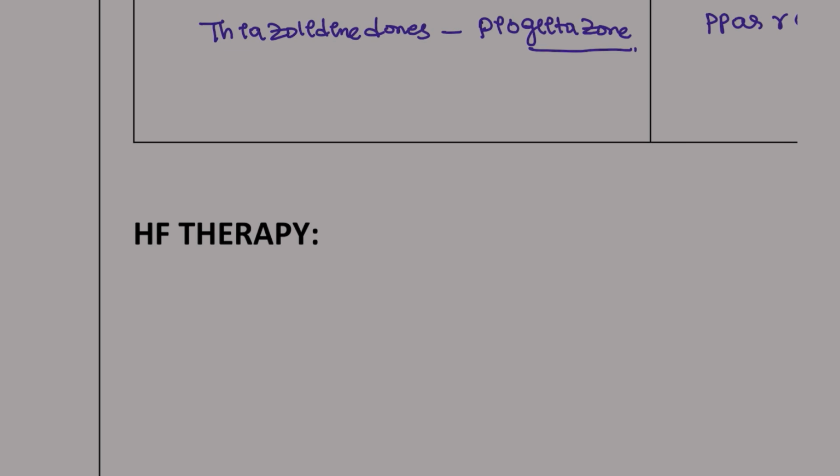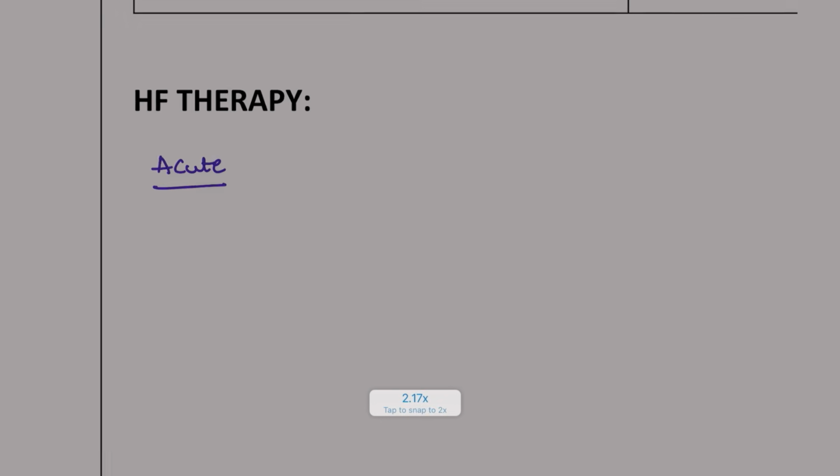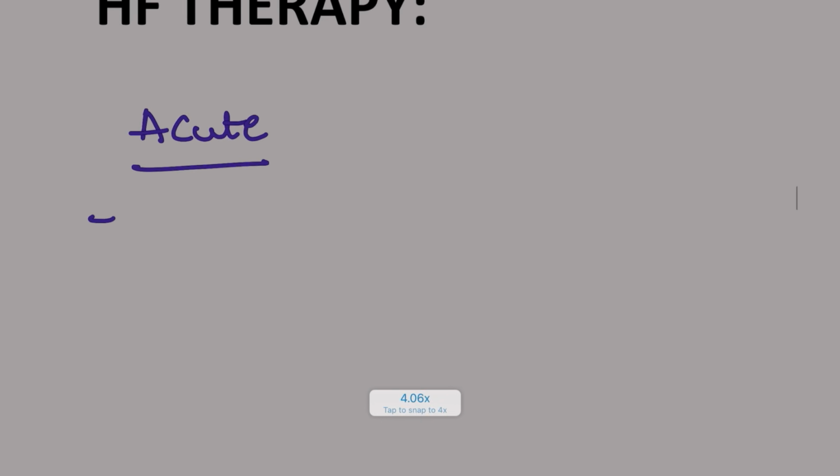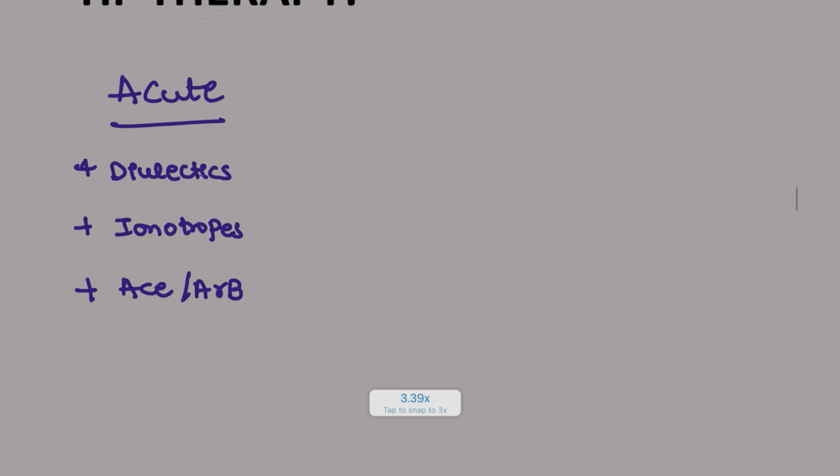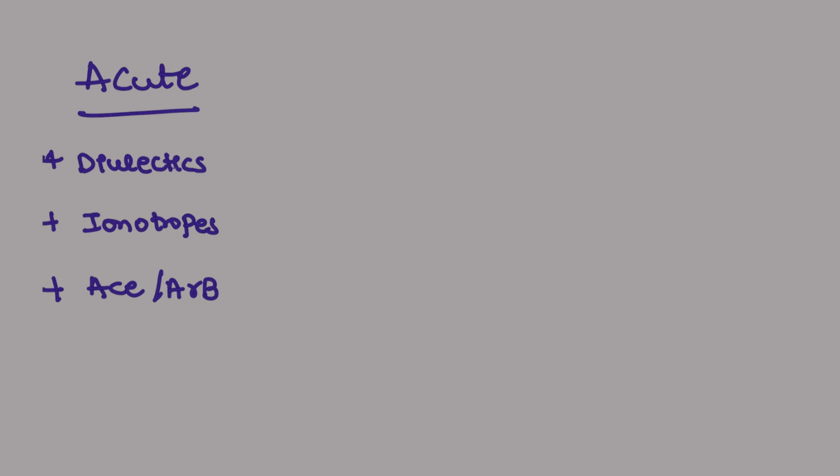Next, moving on to the importance of the acute and the chronic types of heart failure. Let's say you have the presentation of an acute patient. In acute patients, what can you give? First and foremost, you have to give diuretics. Next, you can also give inotropes. As an add-on, you can give ACE and ARB inhibitors. In the acute presentation, beta blockers are sometimes given, sometimes not given.